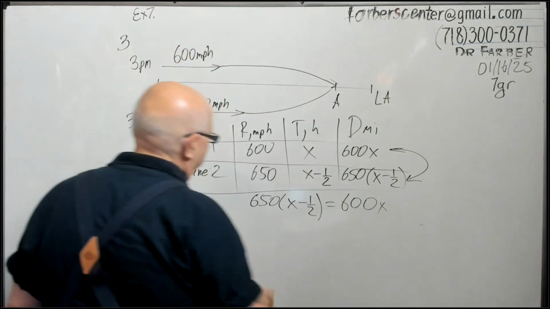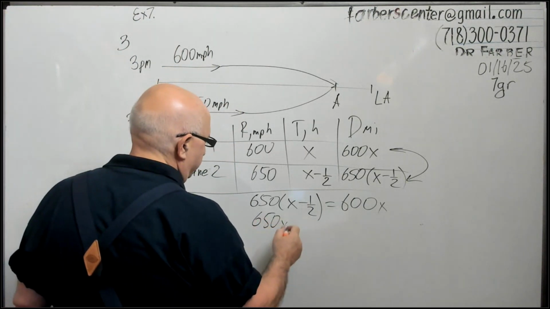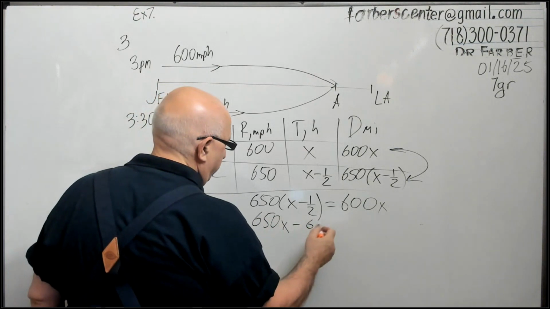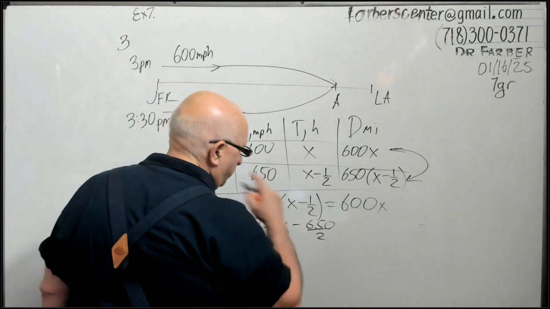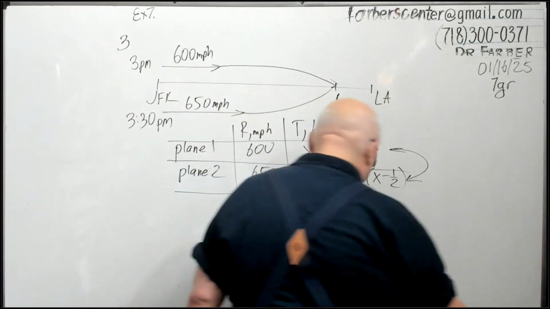So, how to solve this? Distributive. 650x minus 650 over 2, which is 325. Let me make it faster.